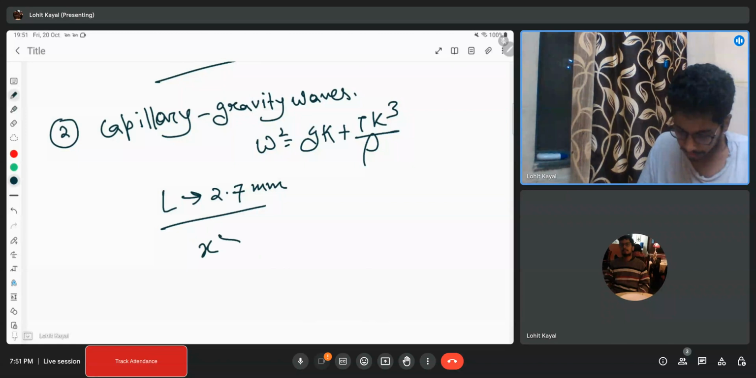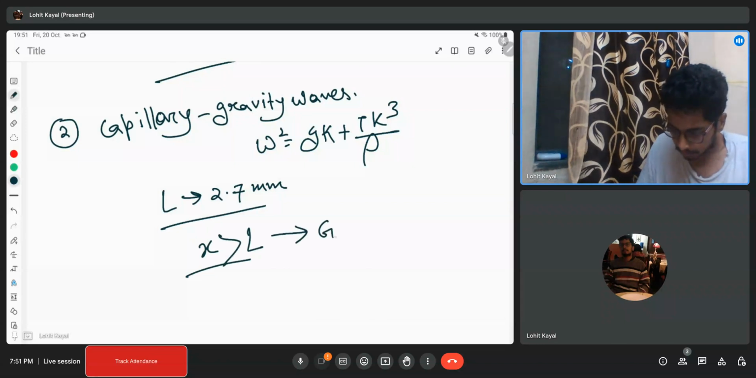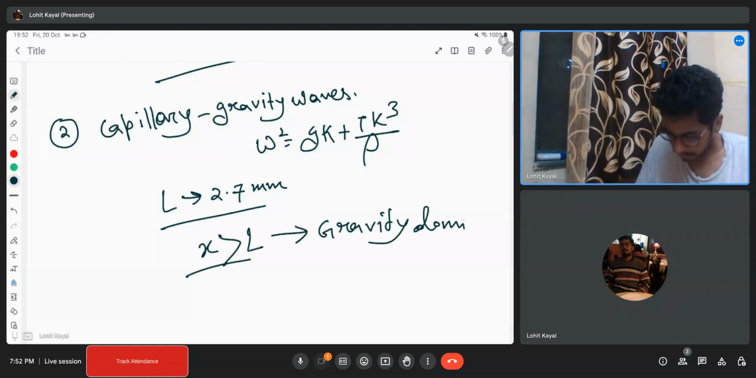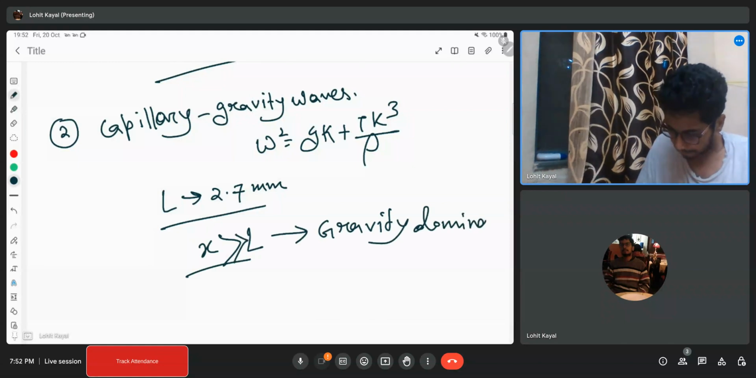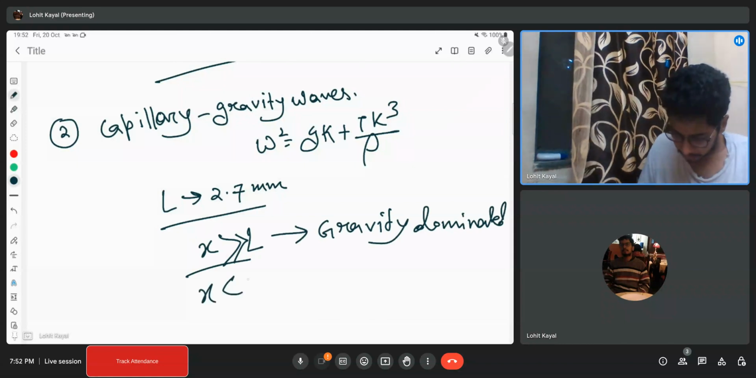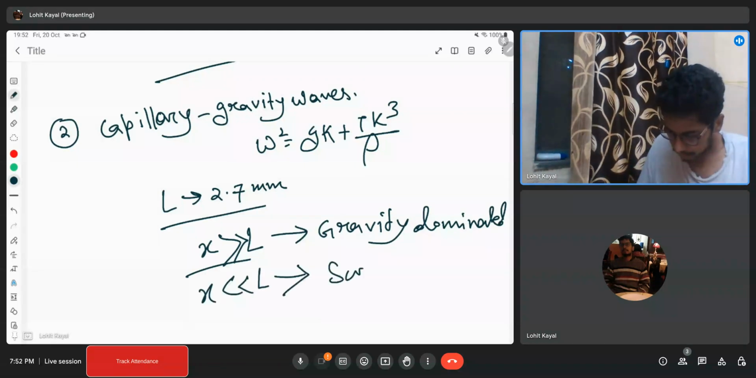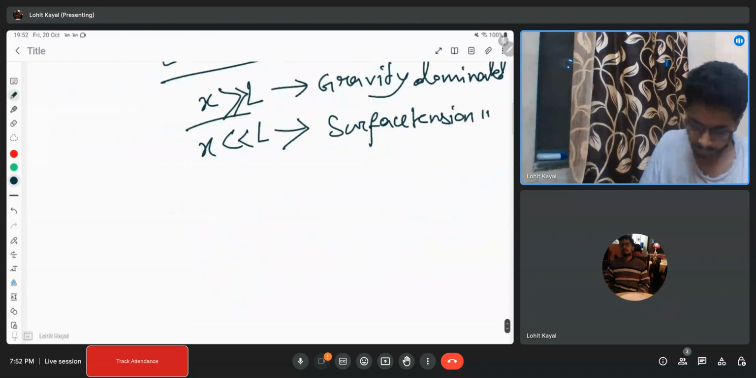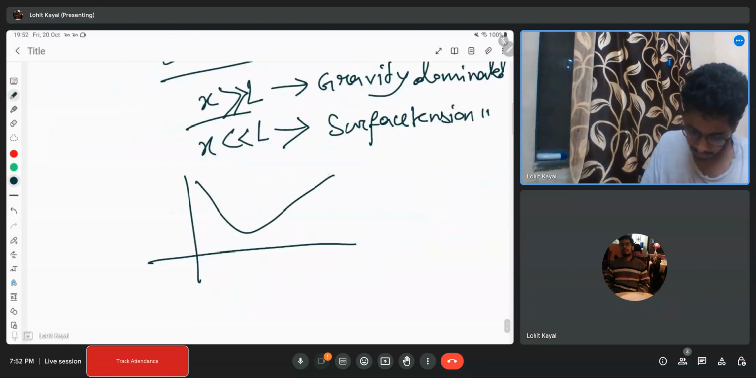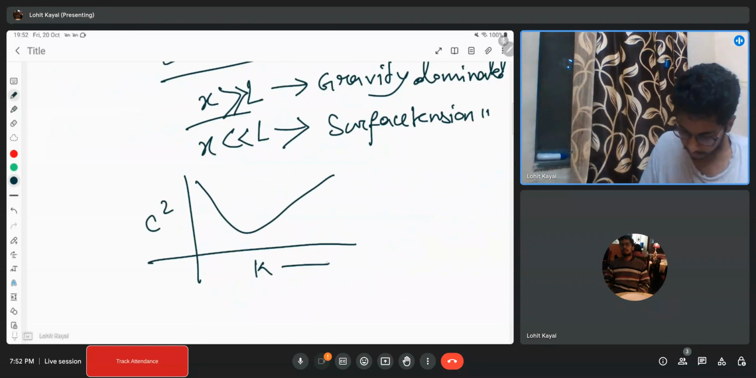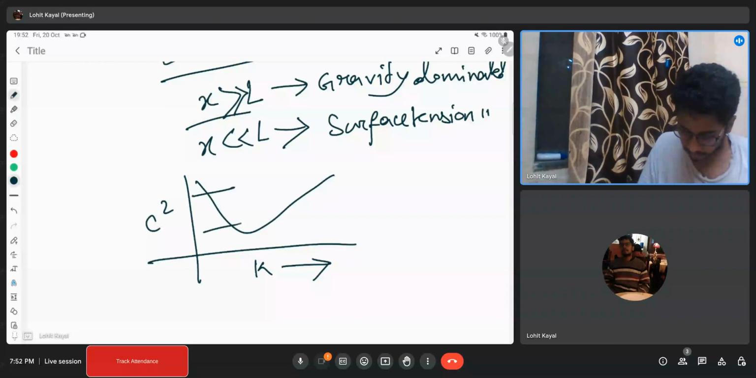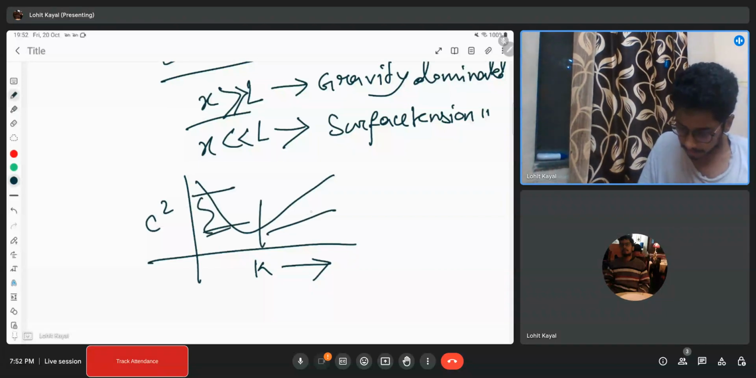Now when your wavelength is much greater than L, then it is gravity dominated. And when it is much less than L, it is surface tension dominated. I have shown you the graph of c squared with respect to k, where c is nothing but omega by k. So this is the gravity dominated region, and this is the surface tension dominated region.